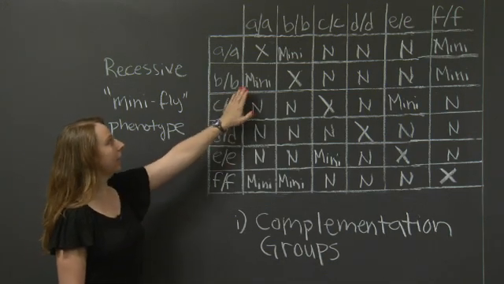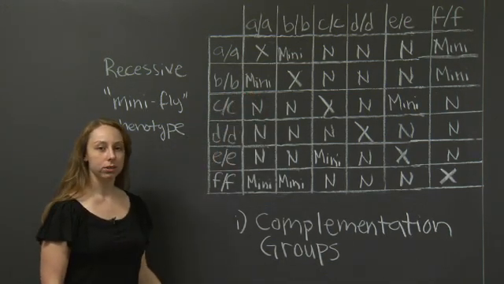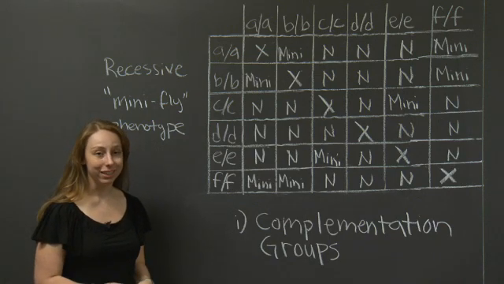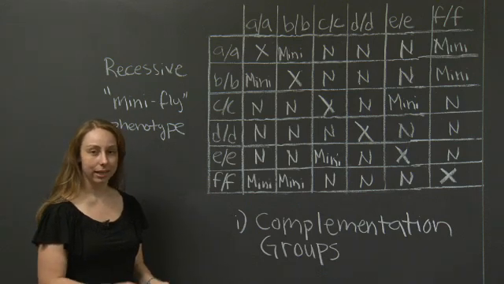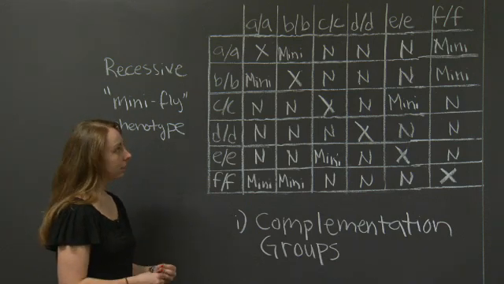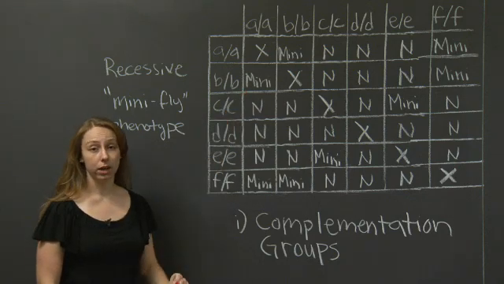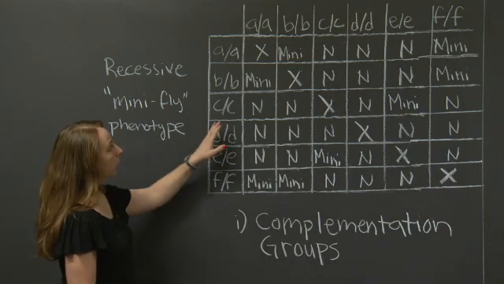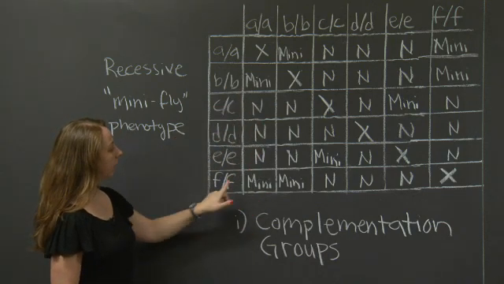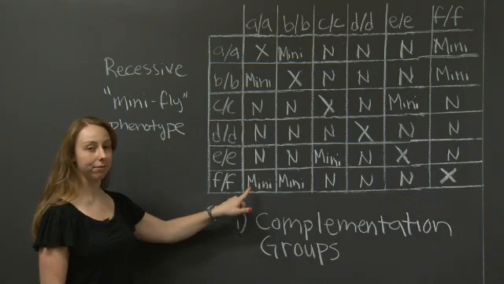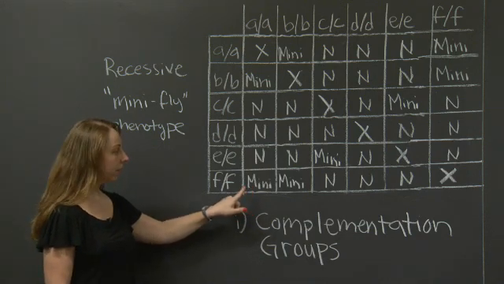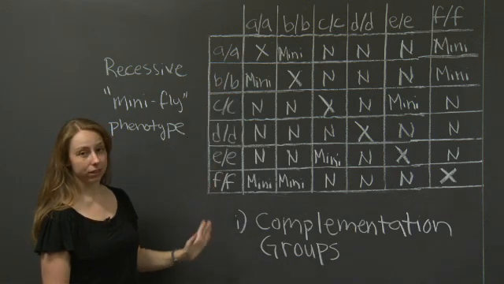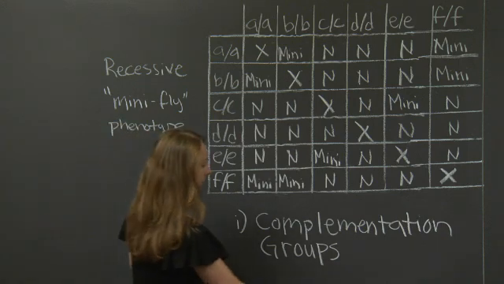So if we look at A and B, for instance, when these two flies are crossed together, they still have a mini fly phenotype. This means that the mutation is in the same gene and that these two mutants do not complement each other, but they make up one complementation group. So if we look farther down this column, A and F together also have a mini fly phenotype. This means A, B, and F, all three of these are in the same complementation group.